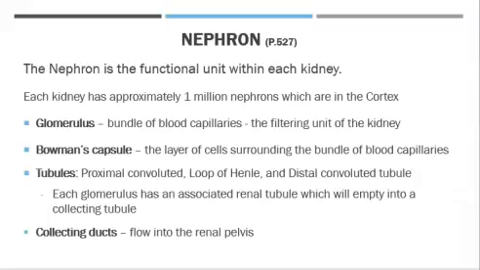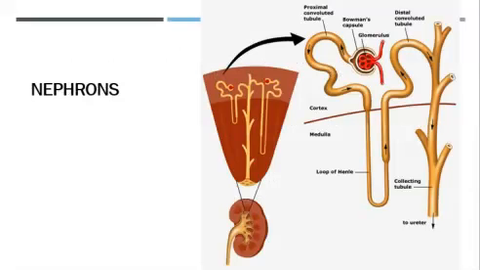But each of these tubules are associated with each of the glomerulus, which will empty into eventually collecting ducts. And the collecting ducts will flow into the renal pelvis. Remember the funnel-shaped structure of the renal pelvis, which will then lead to the ureters. Okay, so here is your image of a nephron.